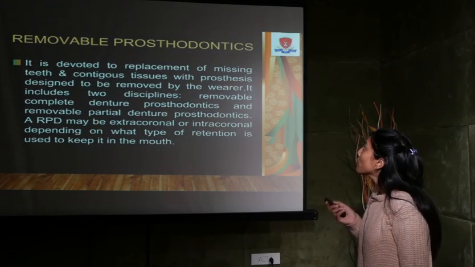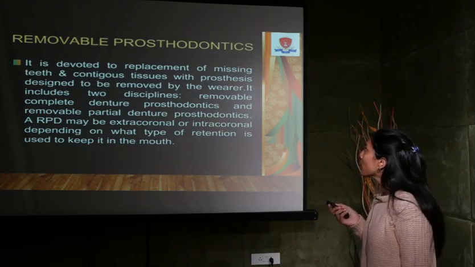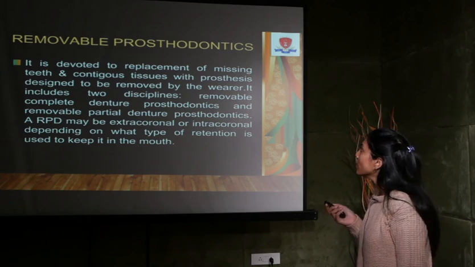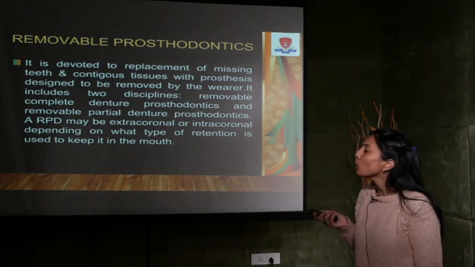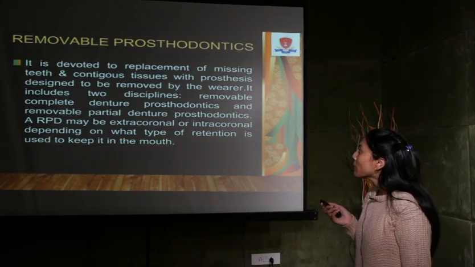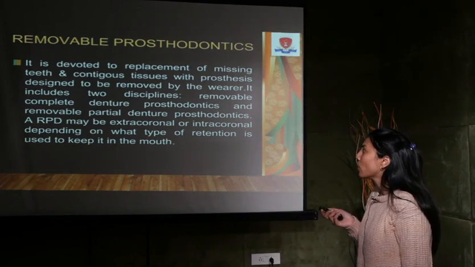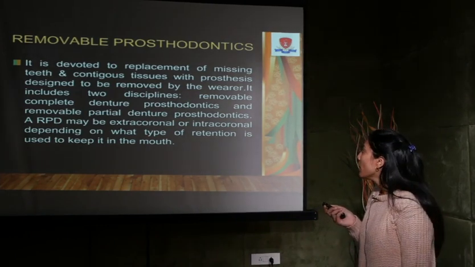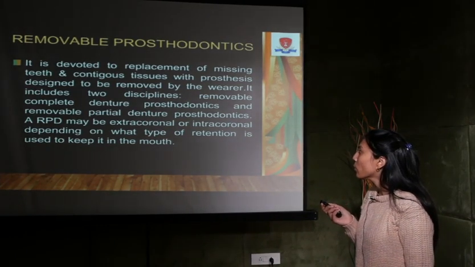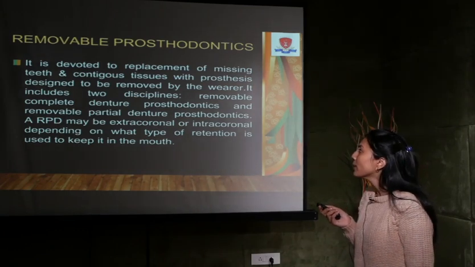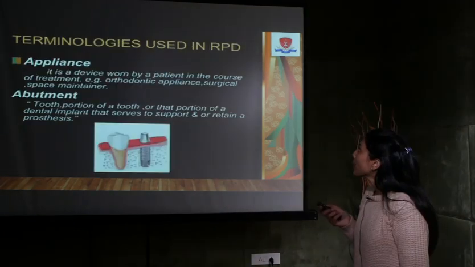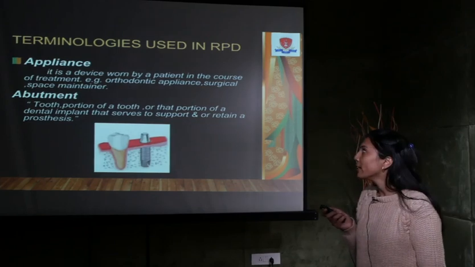So what is removable prosthodontics? It is devoted to the replacement of missing teeth and contiguous tissues with prostheses designed to be removed by the wearer. It includes two disciplines: removable complete denture prosthodontics and removable partial denture prosthodontics. RPD may be extracoronal or intracoronal depending on what type of retention is used to keep it in the mouth. These are the terminologies used in removable partial denture.